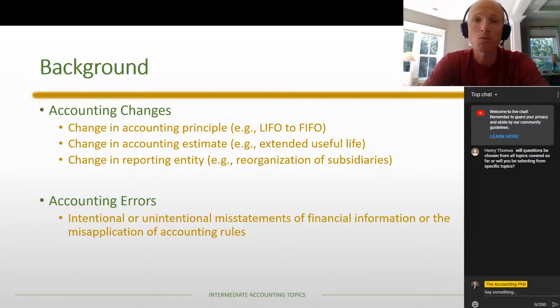Because the fact remains, people use that information, and if it was created with error, they may have made decisions they otherwise would not have made. And so you can get yourself in a lot of trouble.